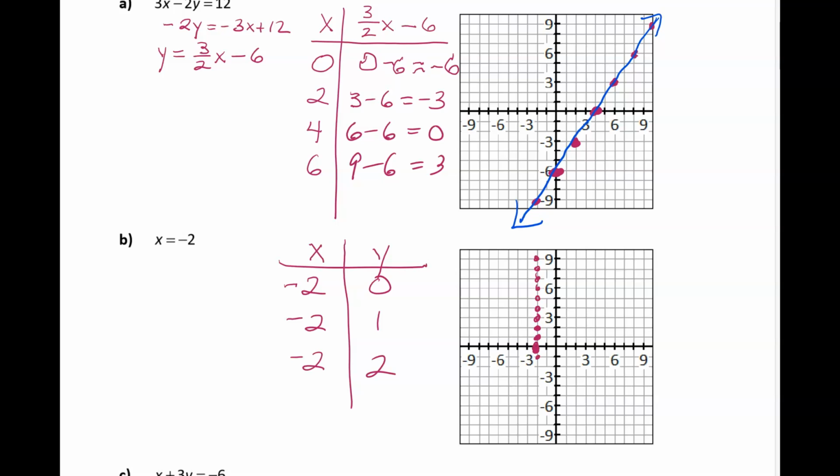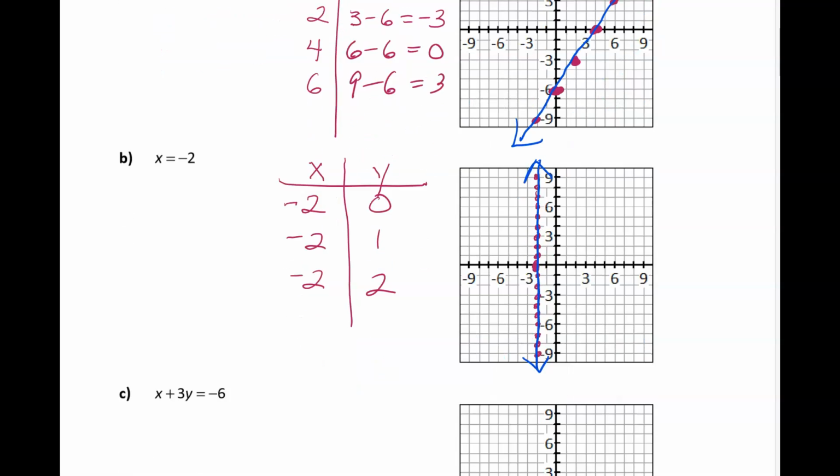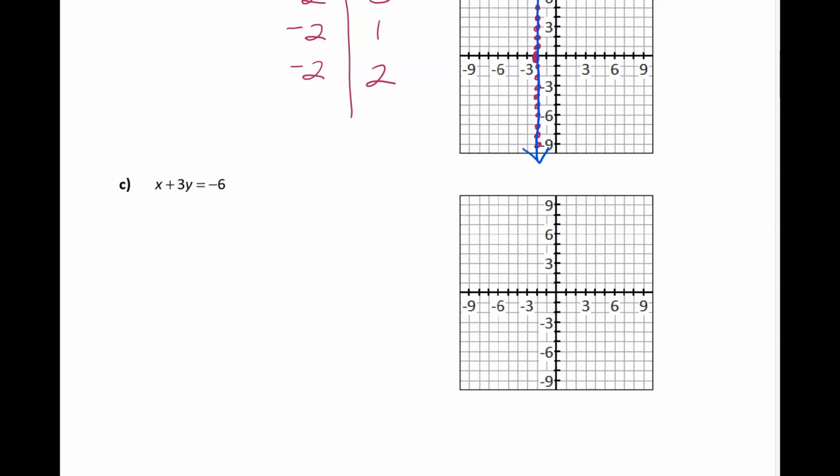You can realize that this is a vertical line, and again, I'm going to include all of the points with integer coordinates all the way to the end of the grid and then connect them. So those points need to be explicitly plotted. And last one, x plus 3y is equal to -6.